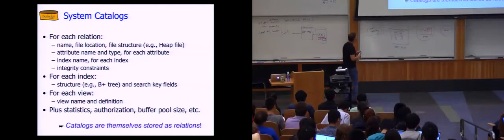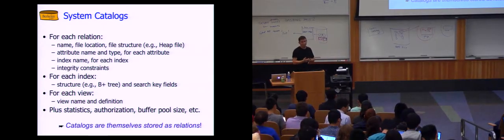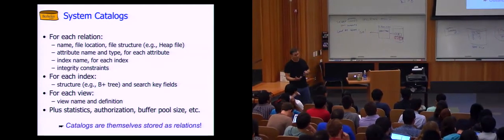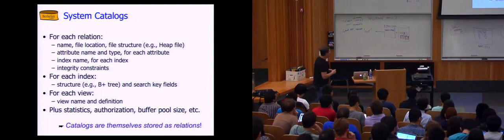So there's a physical ID of where that file is. What's the structure of that file? Because that's going to determine what code I invoke to go read from that file. Is it a heap file? Is it a B+ tree file? What is it? Right?